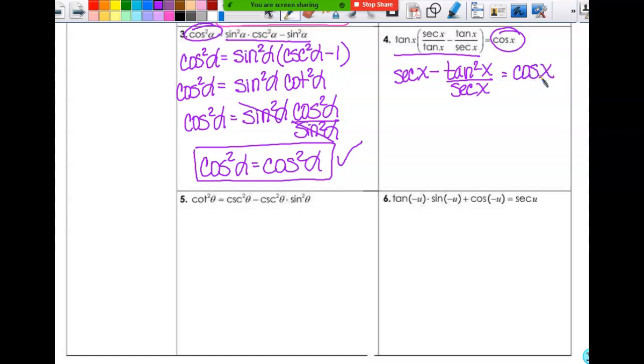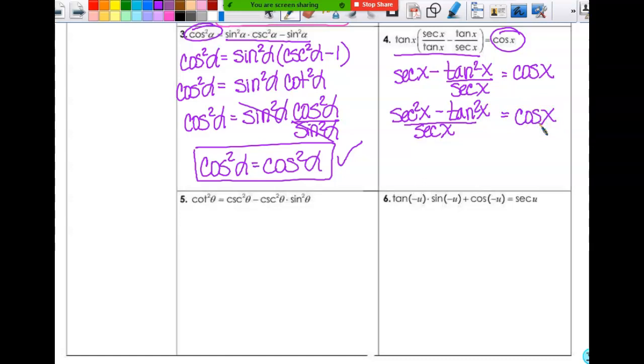All right, so I still have two terms. I'm not avoiding the common denominator thing, I just didn't do it first. So I'm going to need to get a common denominator, which will be secant x. So that first term will be secant squared x. And then that second term will just be tangent squared x. That equals cosine x. Okay.